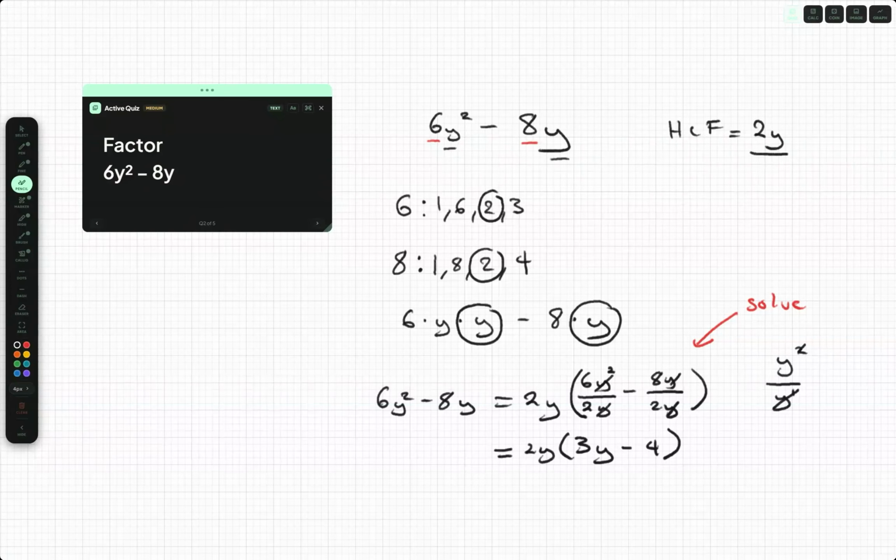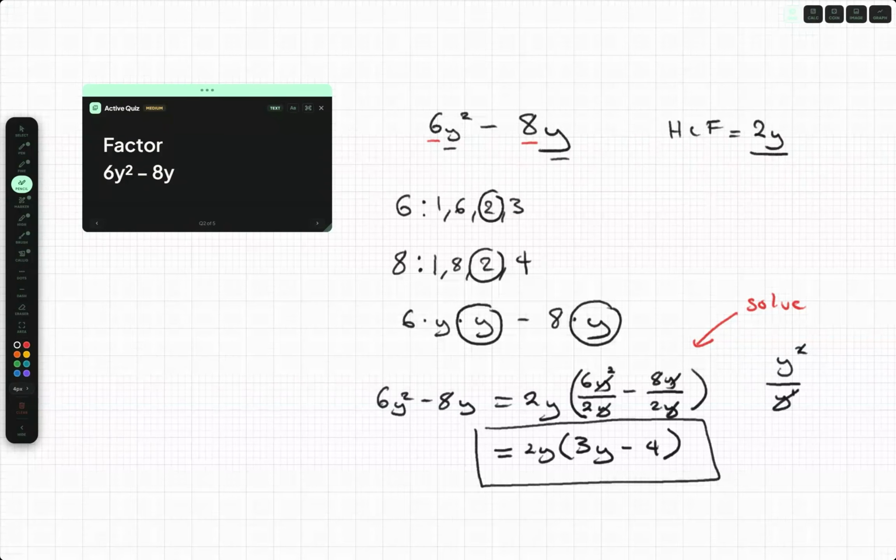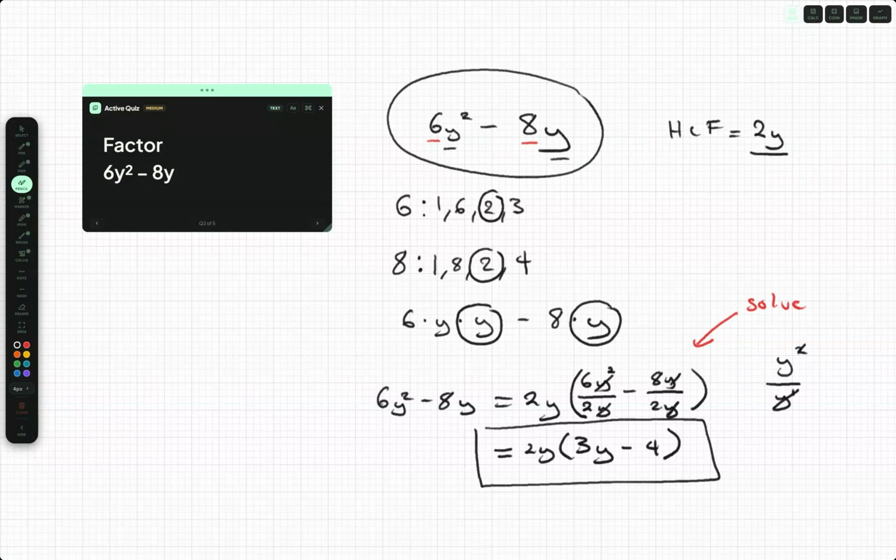Alright, so our end result, our factored result, is 2y bracket 3y minus 4, and if you multiplied that out, you would get where we started. So if you want to check your answer, just do the multiplication again at the end.